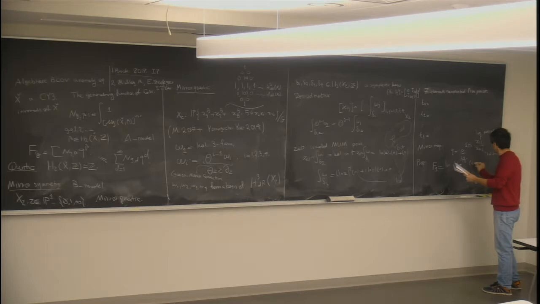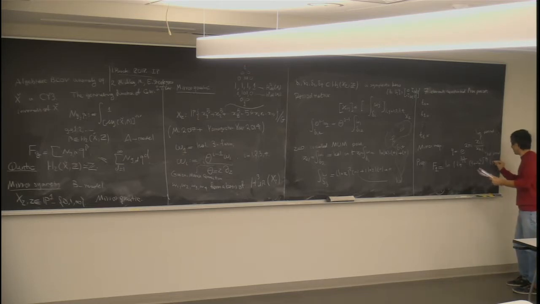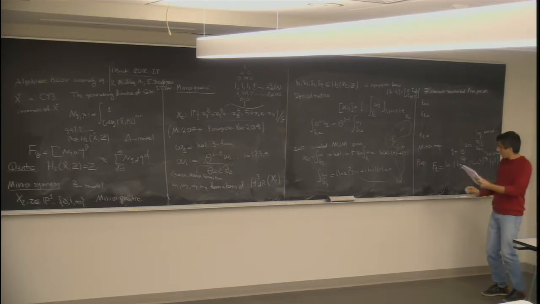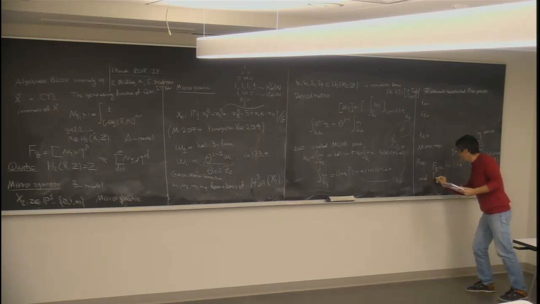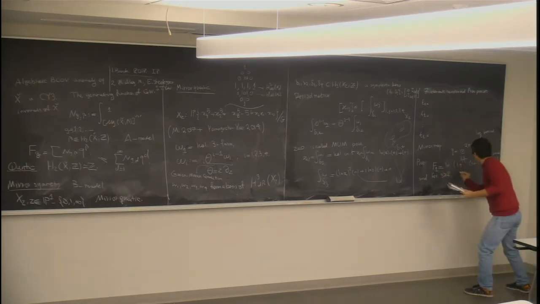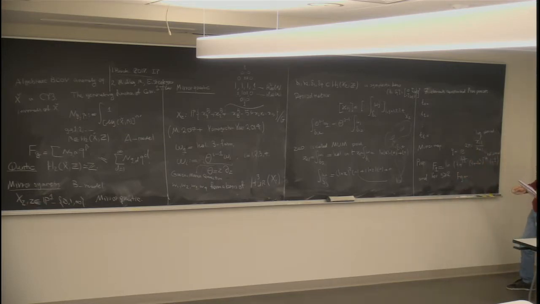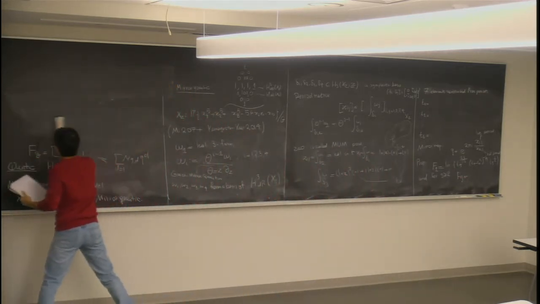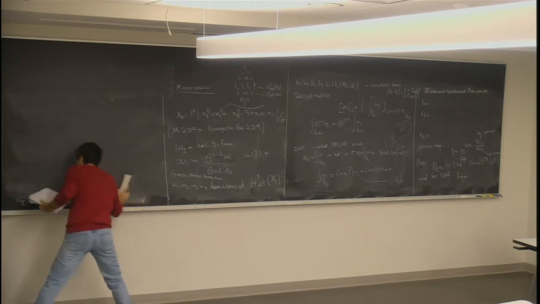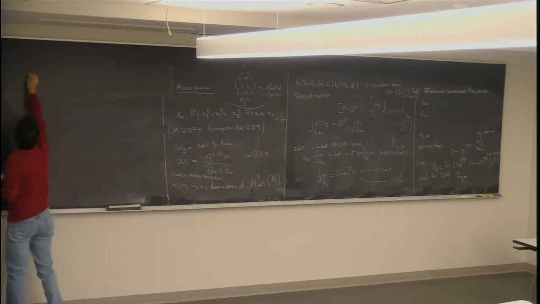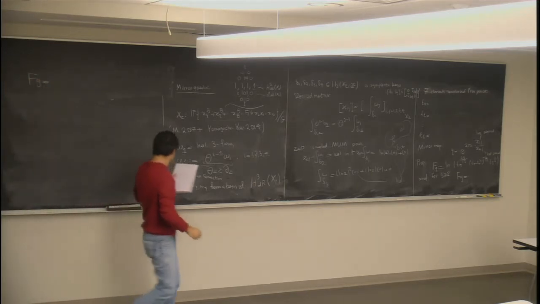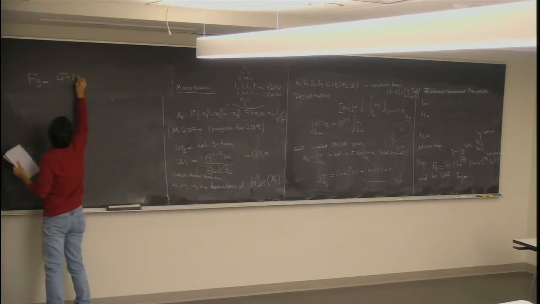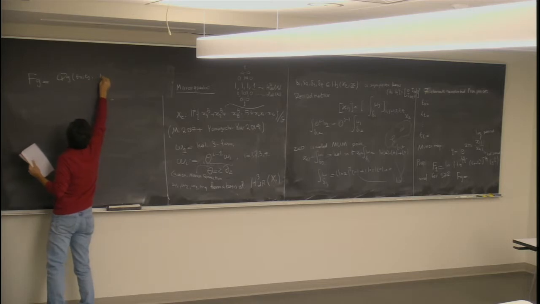And for g bigger than or equal to 2, Fg has this structure: Qg(T0, T1, T6, T4 minus T0 to the 5) over (T4 minus T0 to the 5) to the 2g minus 2, T5 to the 3g minus 3.